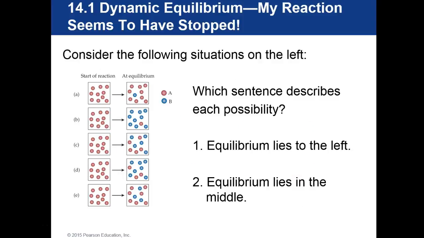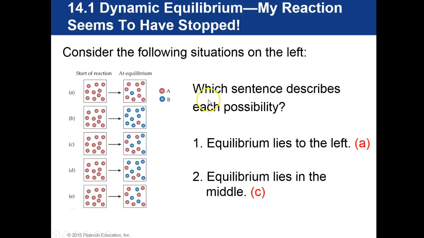Let's consider the following situations. Which sentence describes each possibility? Which one of the ones on the left has equilibrium to the left, and which one has equilibrium in the middle? Well, when we look at these 5 different examples, the equilibrium lies to the left in example A. You can see at the start of the reaction, at equilibrium we still have a lot of A. In example C, we have about half of the reaction at equilibrium, so it lies in the middle.